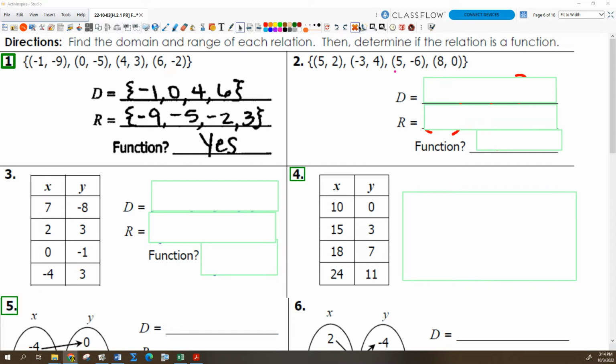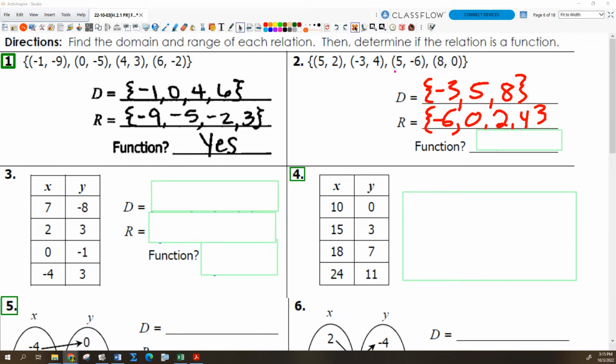Okay, how about this guy? Now, what's the domain this time? -3, 5, and 8. Do we list the 5 twice? We do not. That's correct. There are only 3 separate values that are in the domain, -3, 5, and 8 in order. Now, the range in order would look like that, wouldn't it? There are 4 values in order.